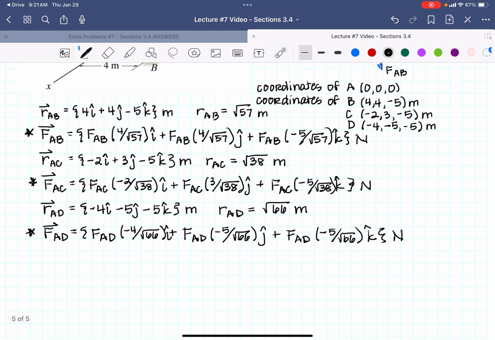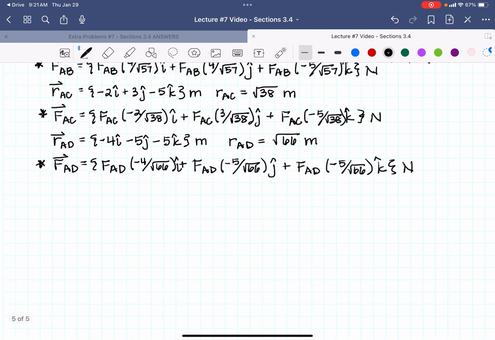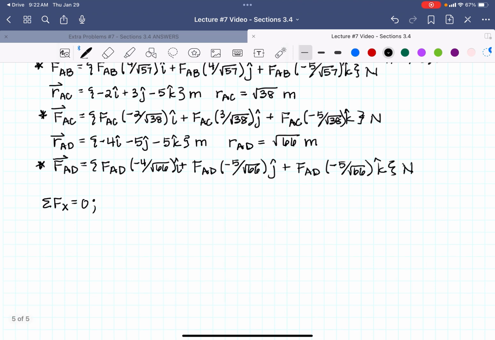So now I can sum my forces in the x, y, and z and use my nice little handy dandy matrix to solve this, because there's going to be lots of unknowns in each one. I can't use substitution in this one. It would work, but it would be very, very complicated and take a long time. I shouldn't say it wouldn't work. Substitution always works.